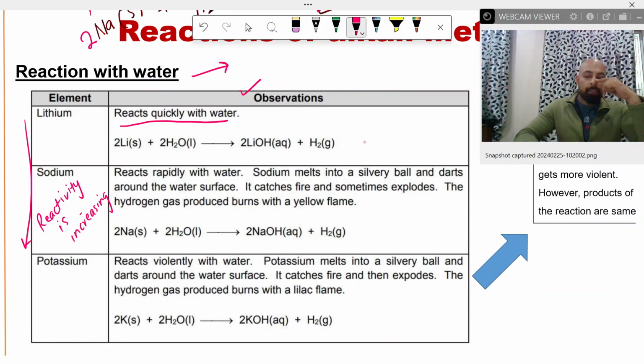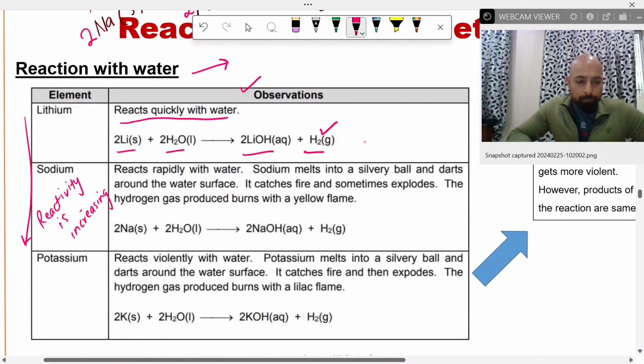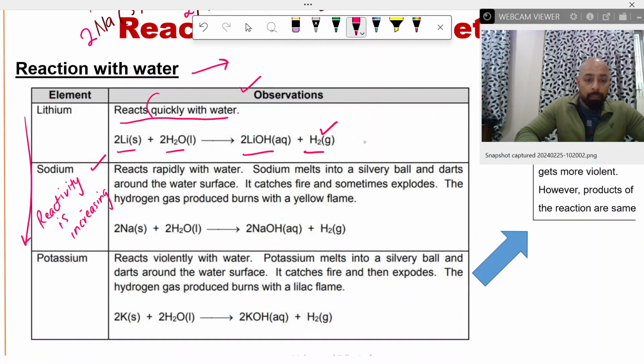Okay, so we have lithium. Lithium plus water gives lithium hydroxide and hydrogen gas. After you balance it correctly, a 2 comes here and here too. I missed the 2 here. Now sodium. Sodium reacts rapidly with the water. Remember the difference: for lithium the word is quickly, here the word is rapidly. The reaction gets more intense as you go down the group. It will get more violent after potassium, maybe explosive.